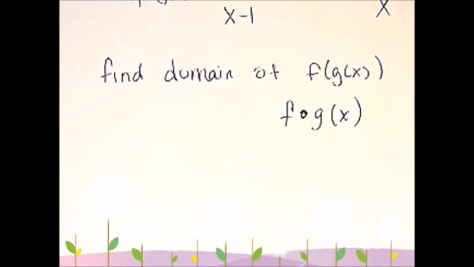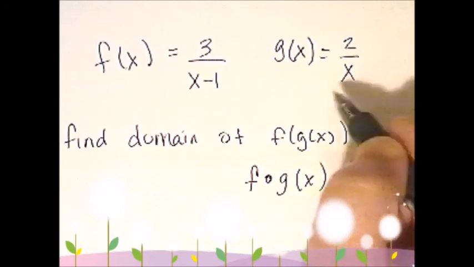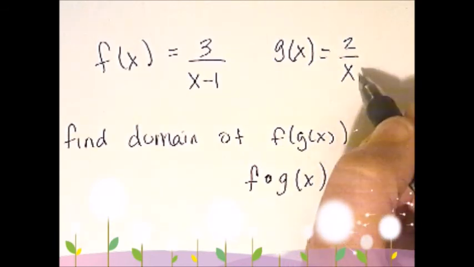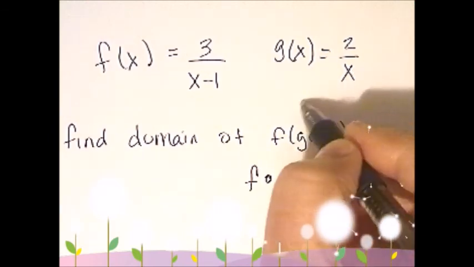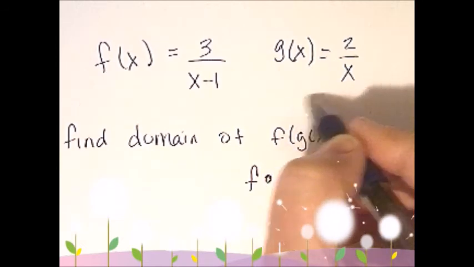So to do that, we need to find the domain of the innermost function. The innermost function is the g function, so it's 2 over x. Well, that domain is all numbers except 0. You can have negative numbers in the denominator, you just can't have 0. So this domain is written as x not equal to 0.